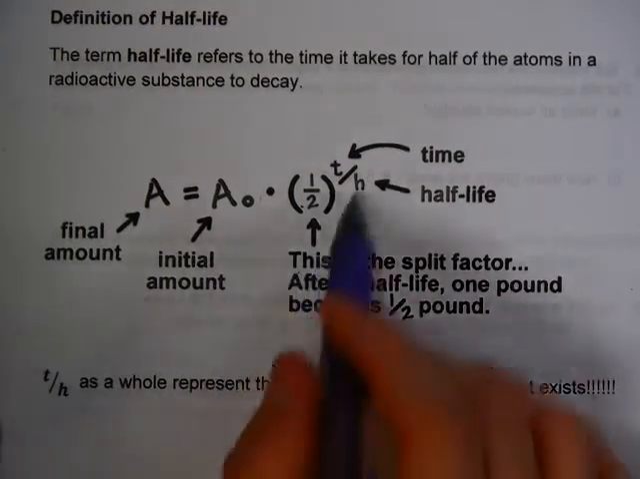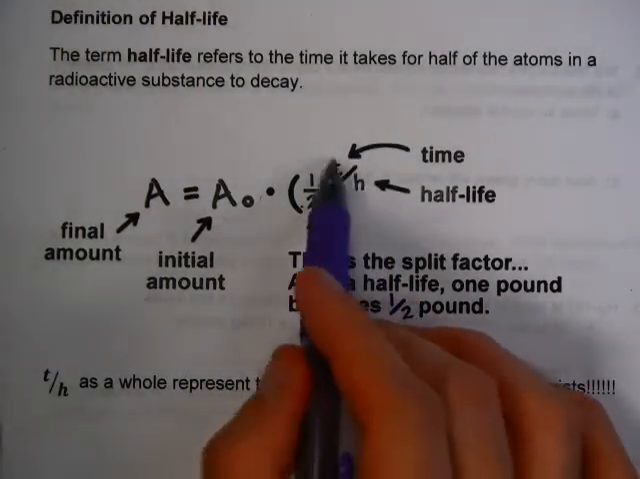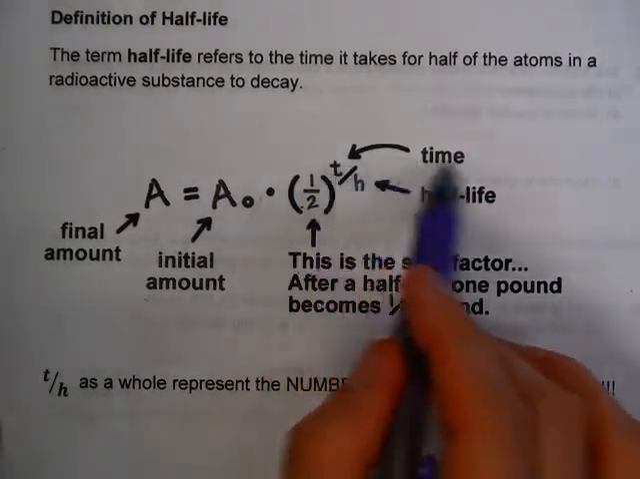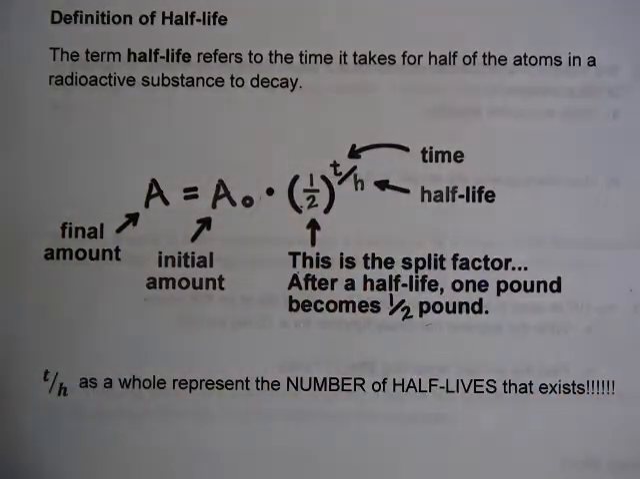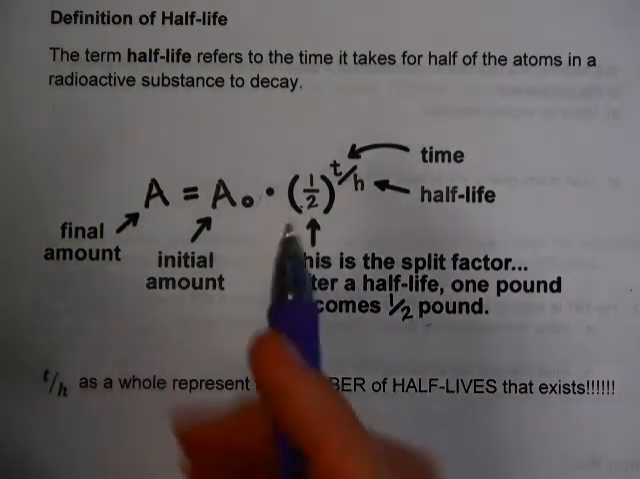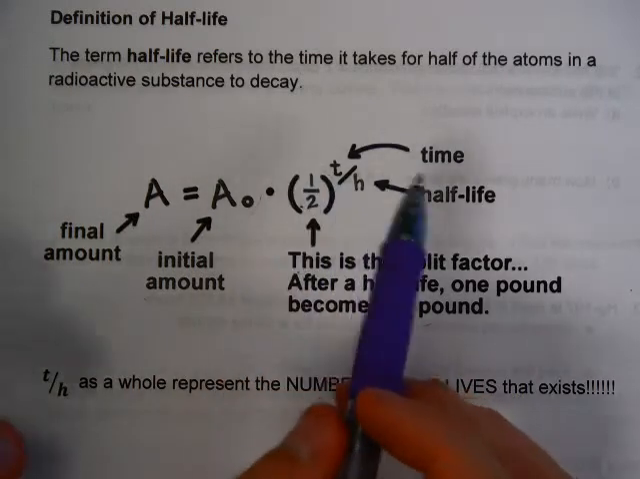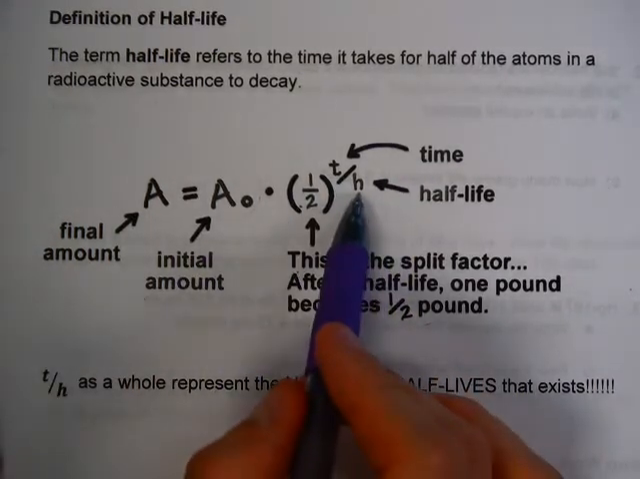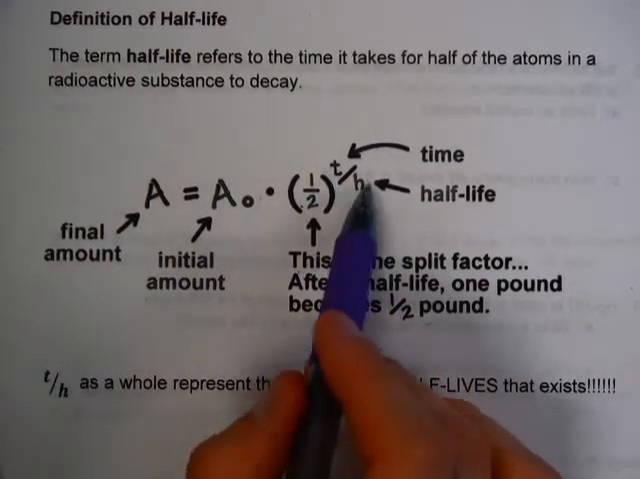Alright? Here's the part we're interested in, the exponent. So T again represents time. So how much time has passed? So is it 6 years, 7 years? And if a half-life is 1 year, then it would go in for age.